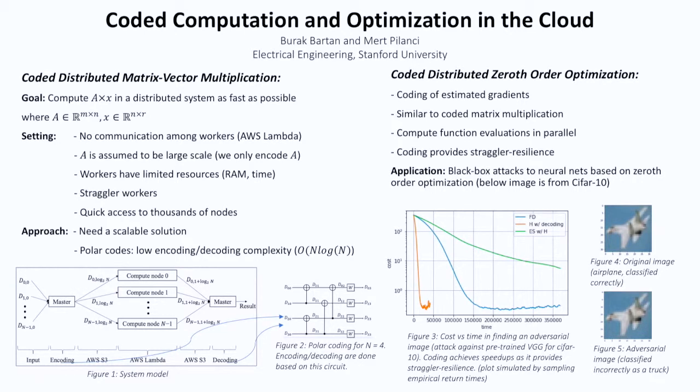And we're proposing a mechanism based on polar codes, and we're exploring how it improves over other coded and uncoded approaches. And in the second part of the work, we're interested in speeding up distributed zeroth order optimization. A practical application for this is the problem of adversarial attacks to deep neural networks based on zeroth order optimization.